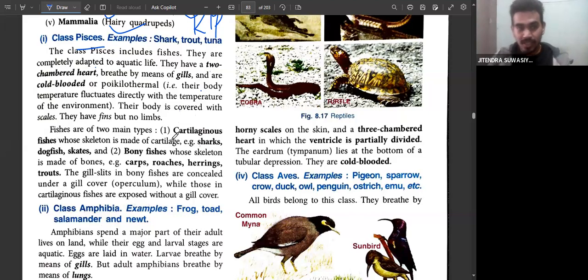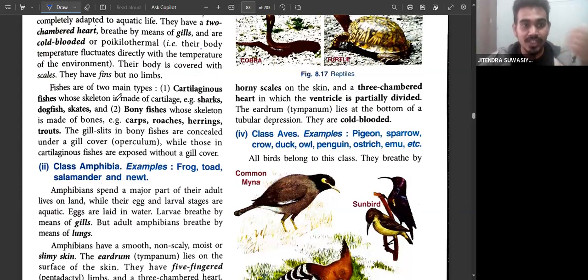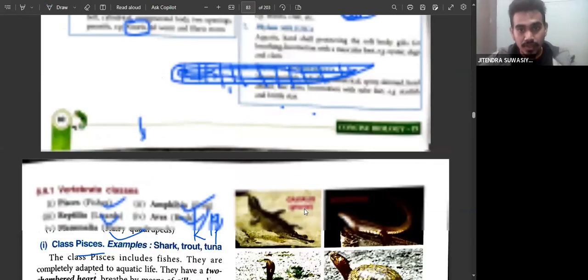But in cold-blooded animals, we can't directly shift ocean fish to freshwater regions, because their body temperature fluctuates. If their body temperature fluctuates, the blood will also be affected and they will suddenly die. All their body physiology depends on the fluctuation of temperature. Their body is covered with scales. They have fins and no limbs.